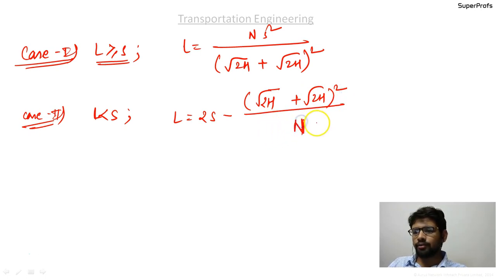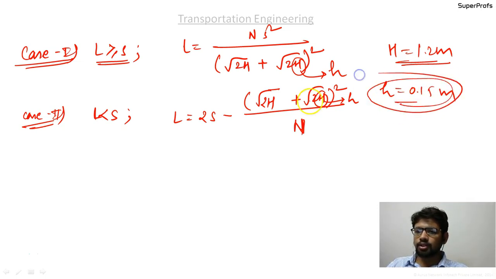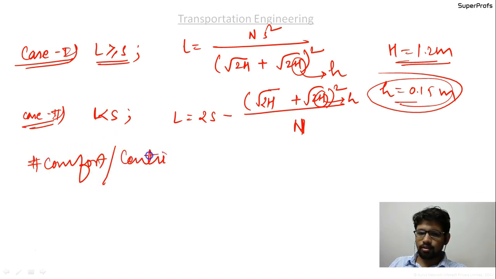So the formulae have remained the same. Only in place of small h, when it was SSD, it is now capital H. Capital H is 1.2 meters, the eye level of the driver from the surface of the road, and small h stands for 0.15 meter, the minimum height of the obstruction as per IRC. Now, the comfort or centrifugal criteria.